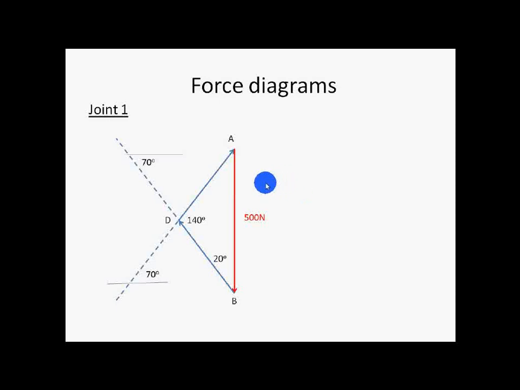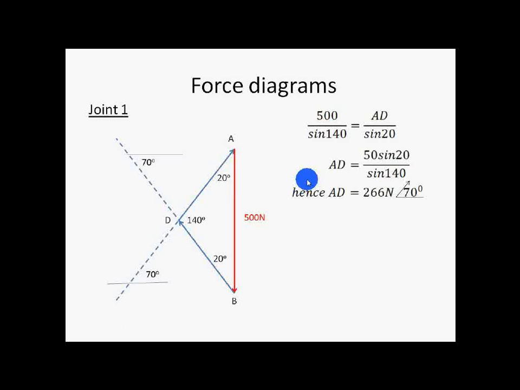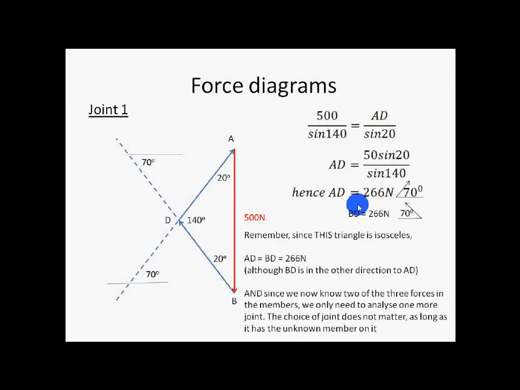Yes, these two angles here will add together inside that angle there, just from your geometry rules. And then from that being the isosceles triangle, those two angles will be 20 degrees. Now we can just use the sine rule to find out the force in AD or BD. It doesn't matter, because it's isosceles, so it's going to be the same, but in the other direction.